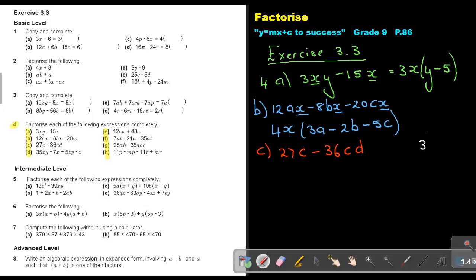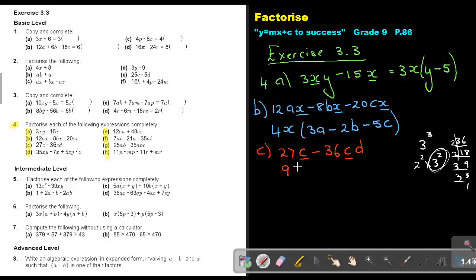So 27 will be 3 to the power of 3. 36, let's just see 36. You will start with 2. And 2 will get 18, and then 2, it's 9. And then 3, 3, 3, 1. So then 36 will be 2 to the power 2 times 3 to the power 2. Now, is 2 in both? No. Is 3 in both? Yes. And what is the smallest exponent? It will be 3 to the power of 2, and 3 to the power of 2 will be 9.